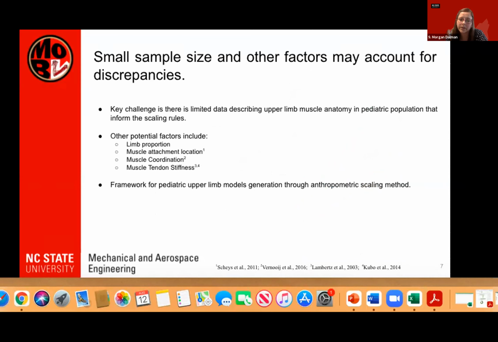A key challenge of this research is the limited data describing upper limb muscle anatomy in the pediatric population that inform the scaling rules. Other potential factors that could be affecting the result include variation in limb proportion, muscle attachment, muscle coordination, and muscle tendon stiffness. However, this work does provide an initial framework for pediatric upper limb model generation through anthropometric scaling.